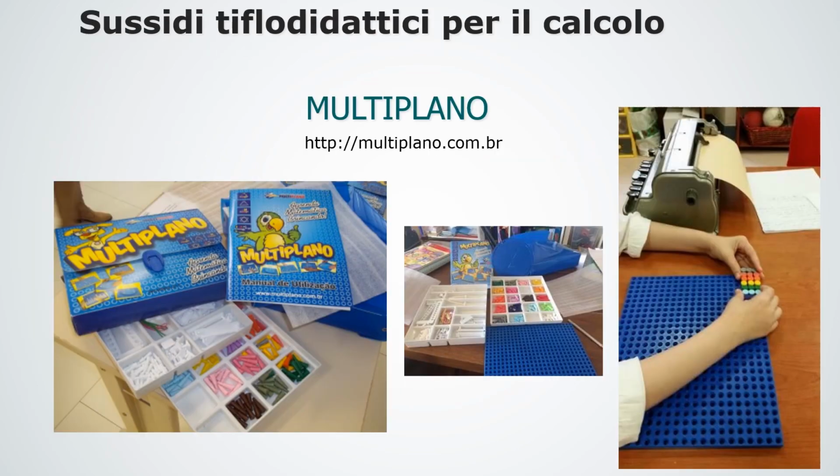The multiplane is a teaching aid produced in Brazil used for mathematics, geometry and statistics. It can be used by everyone, not exclusively by the visually impaired, but for the blind it is absolutely accessible. The kit includes a rectangular multiplane, which is a 25 by 30 cm working base, approximately 2 cm high, that has 546 holes distributed in 26 rows and 21 columns.